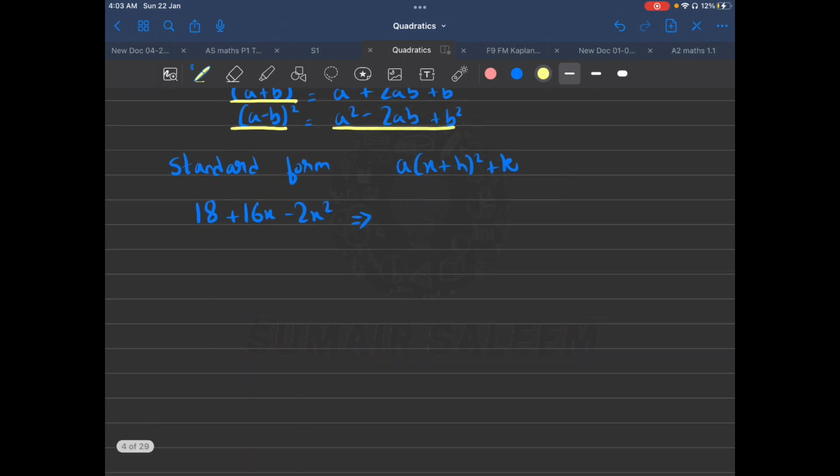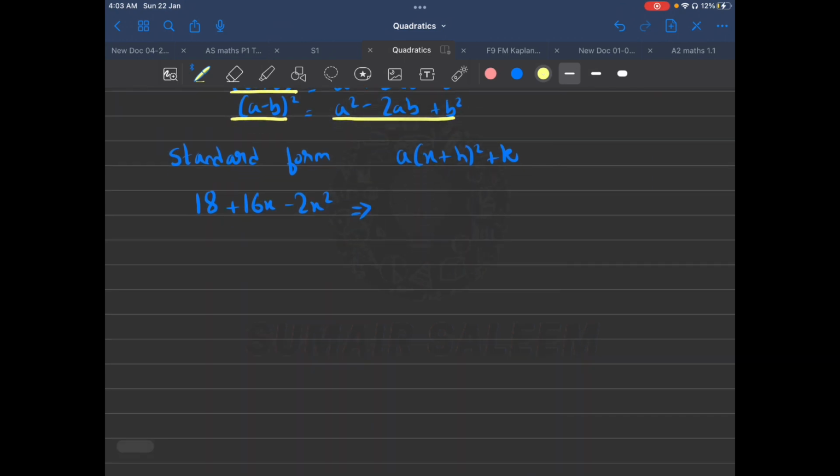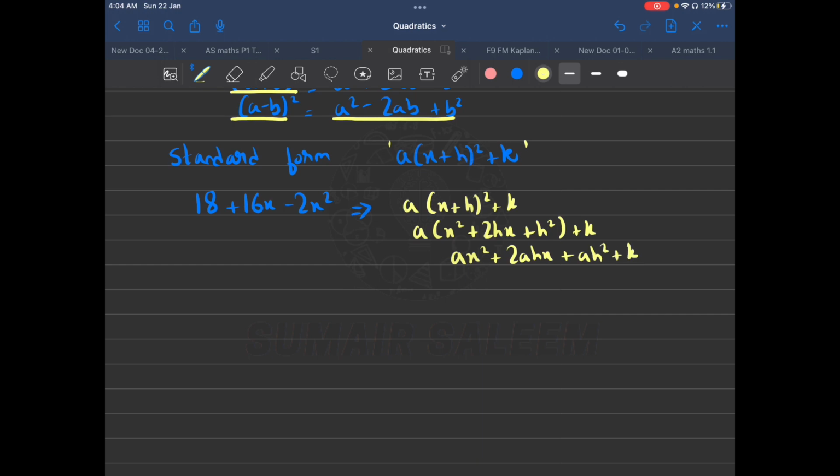So let's begin. If the examiner gives you the form of the completing the square method, just expand that and compare. But if no form is given to you, you can use the standard form, that's this. So let's use this: a(x plus h) whole square plus k. Let's expand. A(x square plus 2hx plus h square) plus k. So it's going to be ax square plus 2ahx plus ah square plus k.